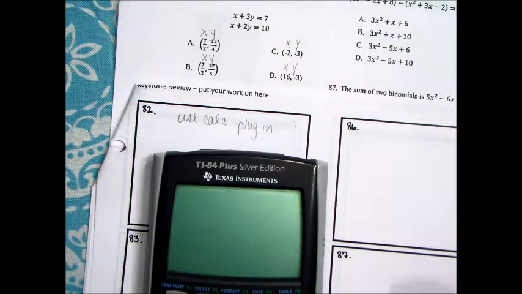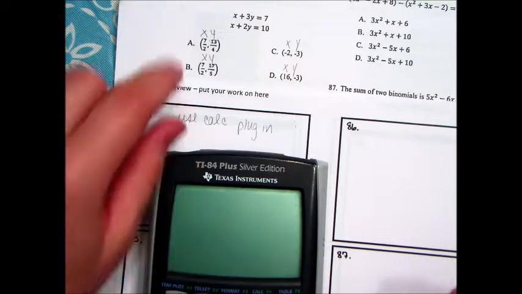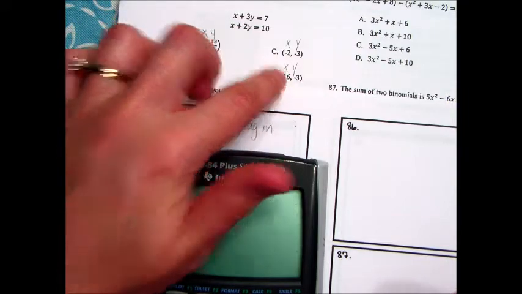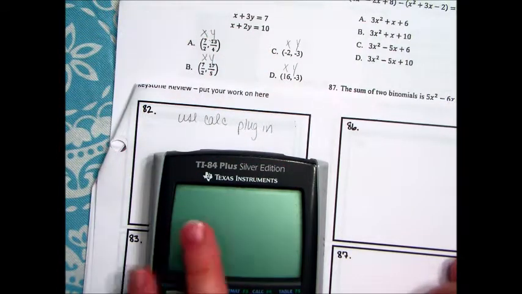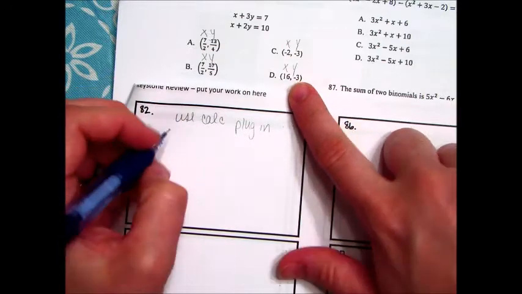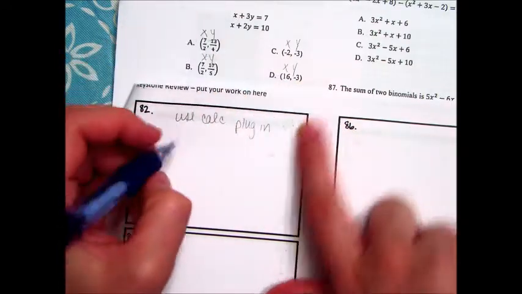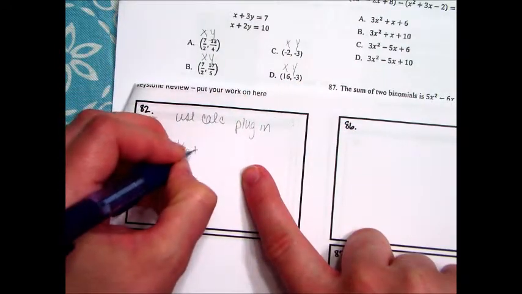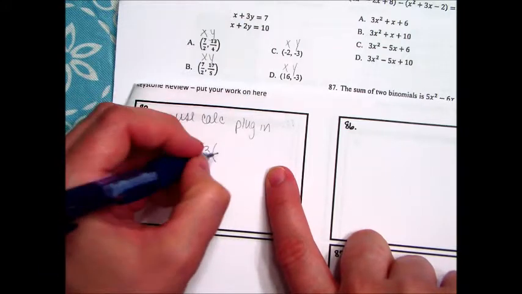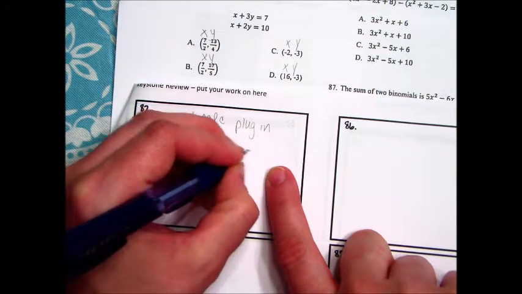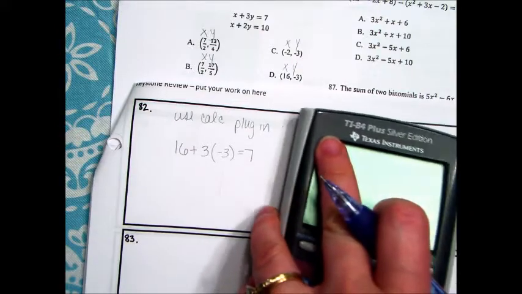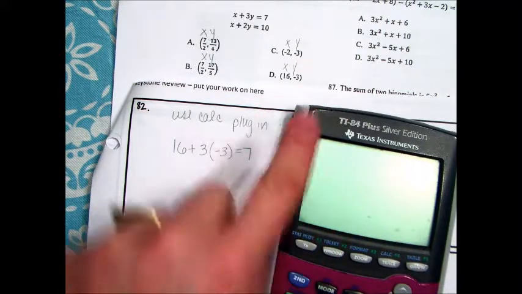Be negative 2 minus b. Okay, I think it's D, and I want to show you why I think D is the answer. So if I plug this in for x, I will get 16 plus 3 times, I'll plug that in for y, and let's see if we get negative 7. So I'm trying D.